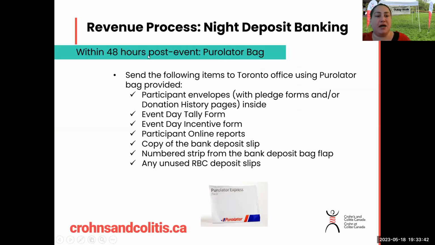Within 48 hours post-event, we will need you to send the following items to the Toronto office: the participants' envelopes with the pledge forms, or any donation history page, or any confidential document that they provided; the event day teleform, the event day incentive form, the participants' online reports, the copy of the bank deposit slip that's stripped from the deposit bag, and any unused RBC deposit slips.